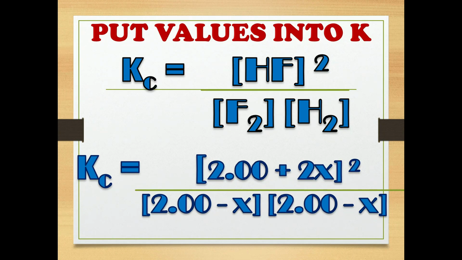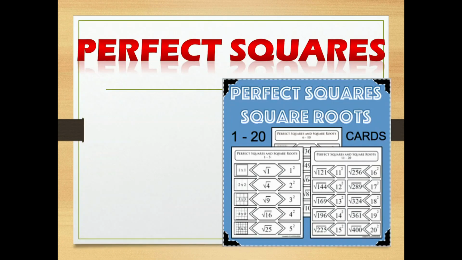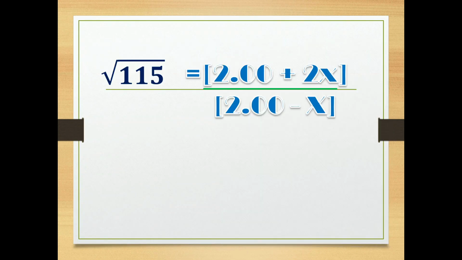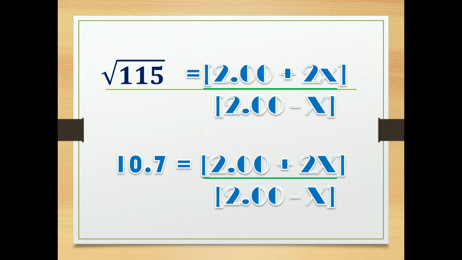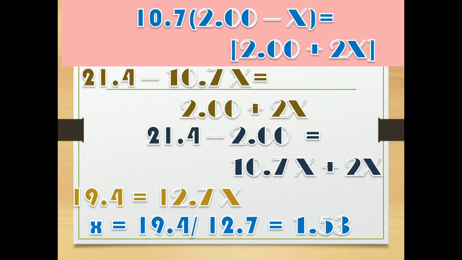Now, the thing that we've talked about so far in terms of avoiding the quadratic equation is the perfect square law. This is a square on top and a square on the bottom. So to solve for x, I use perfect squares, which means I just take the square root of both sides. So the square root of 115 equals 2 plus 2x over 2 minus x. Square root of 115 is 10.7. Then bring the 2 minus x over to the left side and multiply through.